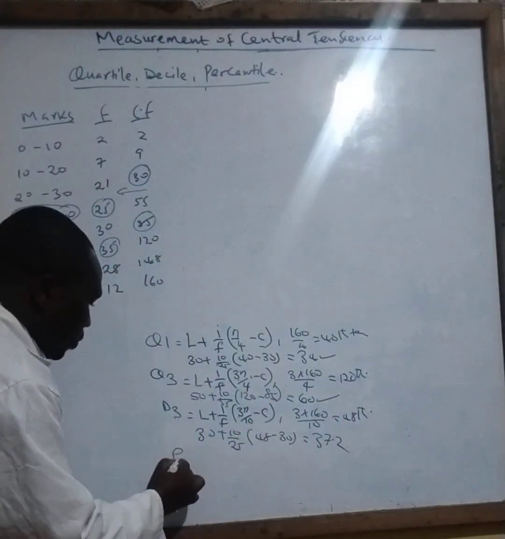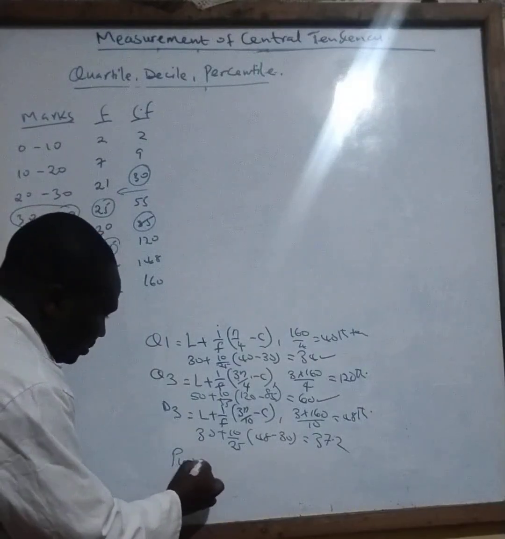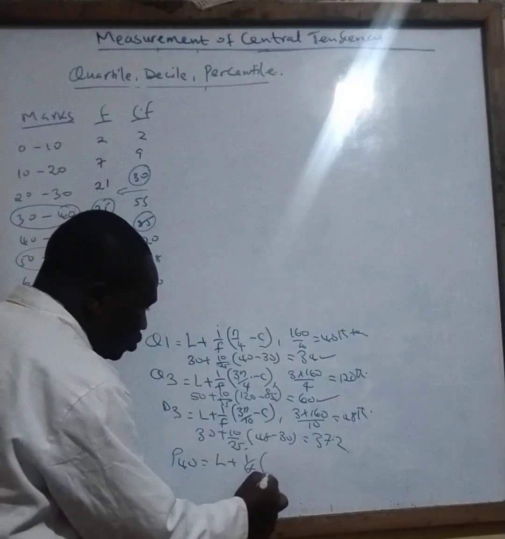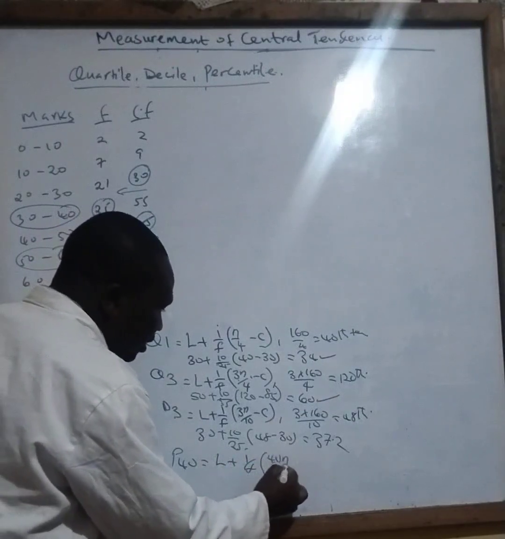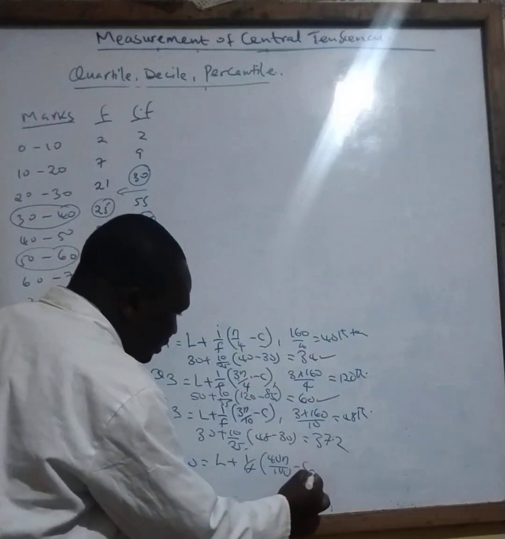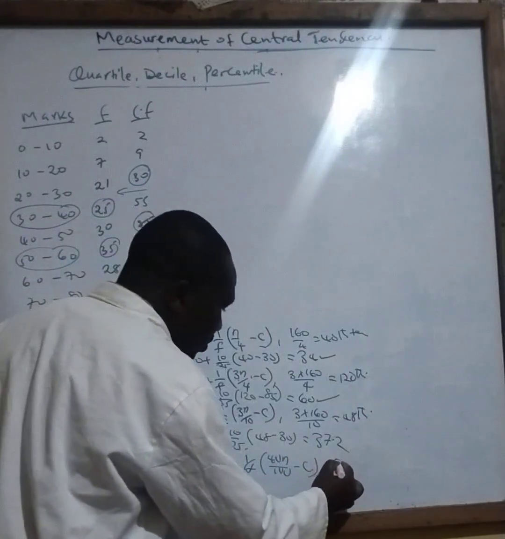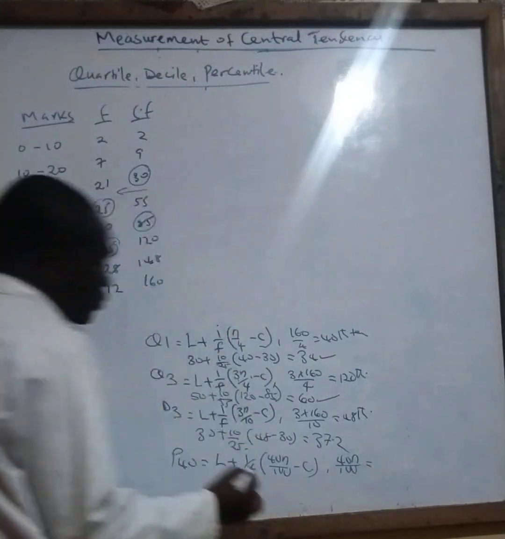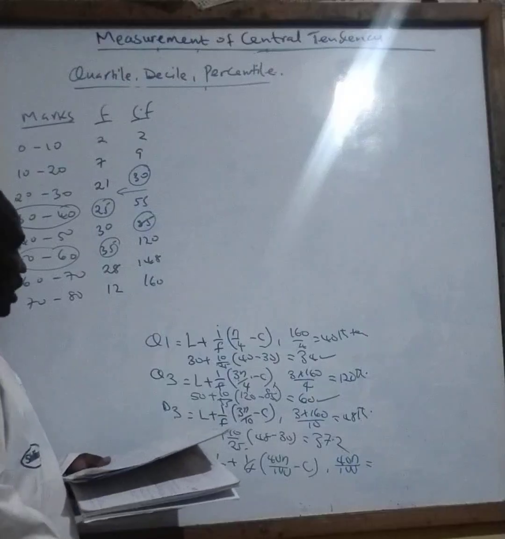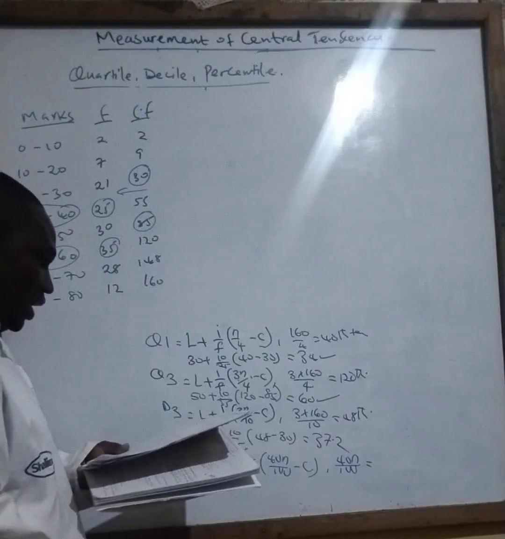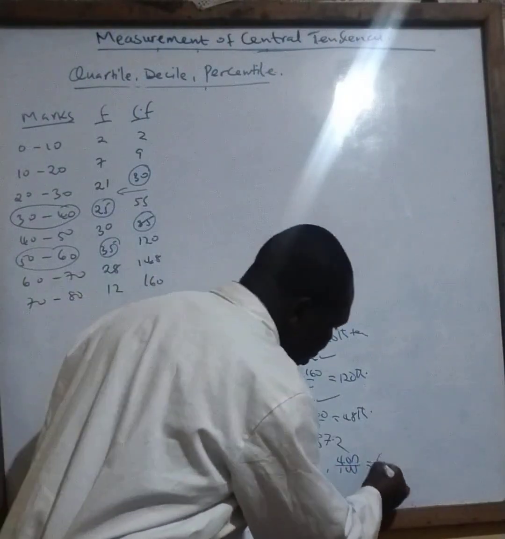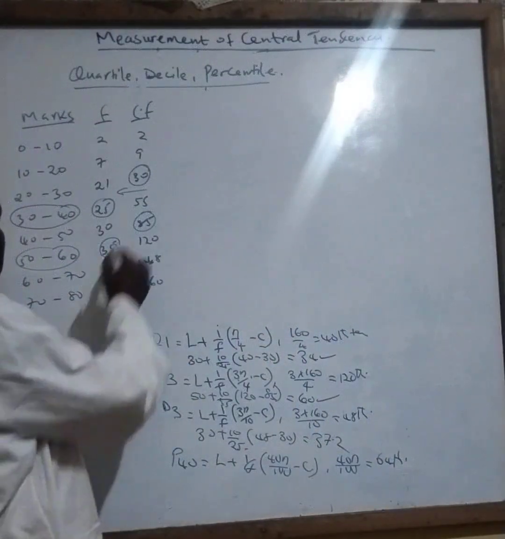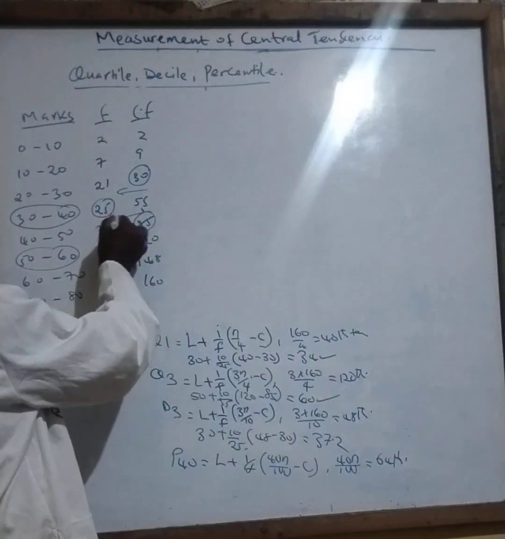Then we said P40. That was the answer, P40. So it's the same. P40 is L plus I over F into 40N divided by 100 minus C. So work out for what is your 40th. 40N over 100, class. So 40 times 160 divided by 100, your answer is the 64th. So where is your 64th, class? The 64th is in between here. So it is this one. So you follow it like that.